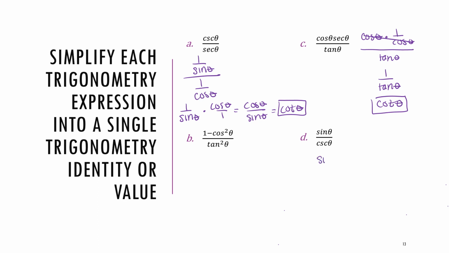All right, sine theta over 1 over sine theta. One more thing on that last one is notice that there's a tangent in the denominator here. I do have to keep going. This is not finished until I get to cotangent theta.